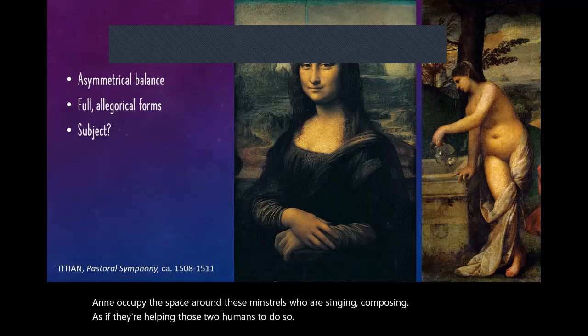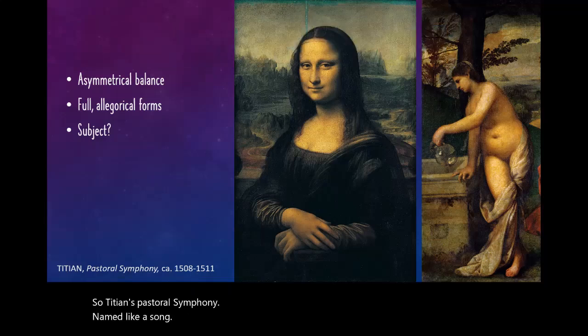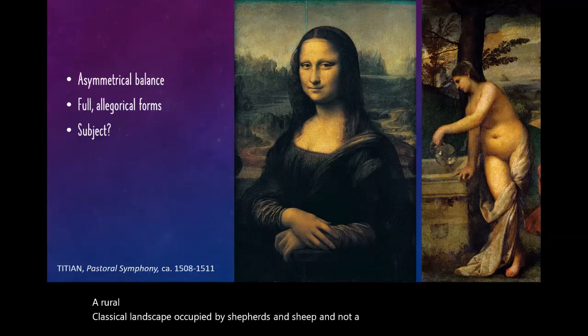So Titian's Pastoral Symphony, named like a song. A pastoral is a song that evokes, think pasture, a rural, classical landscape occupied by shepherds and sheep and not a care in the world, an Arcadia, a paradise. And that's what we have surrounding the muses and the musicians.